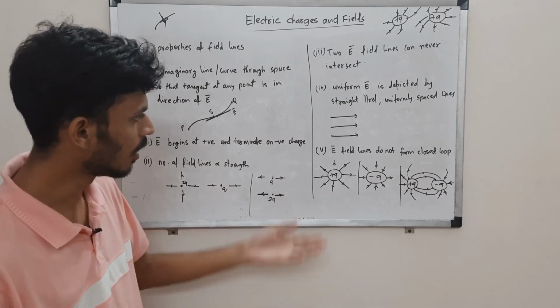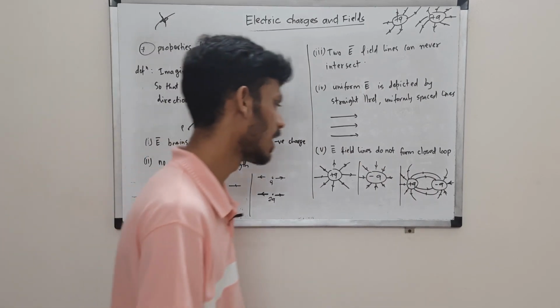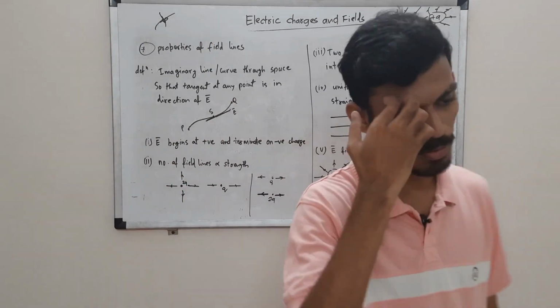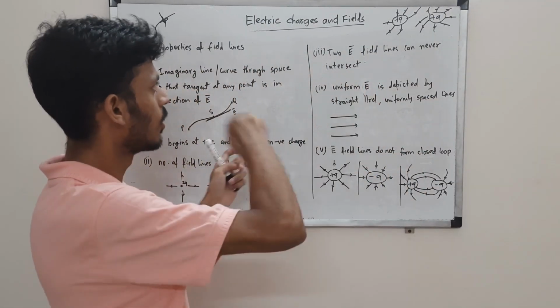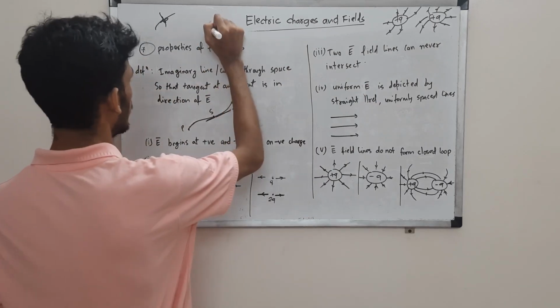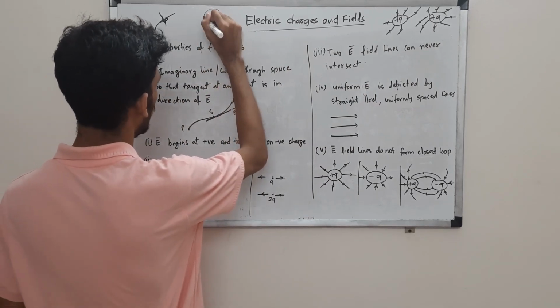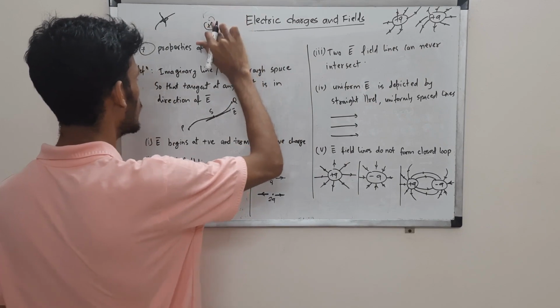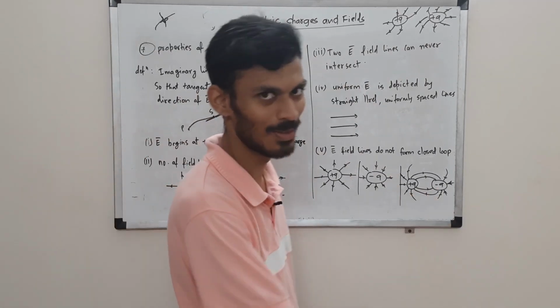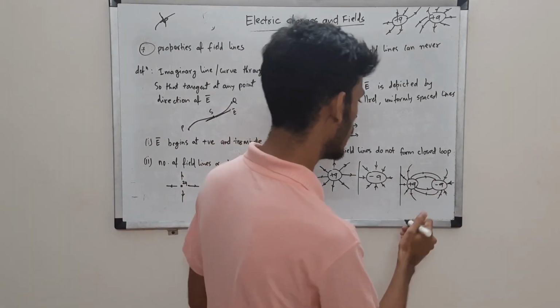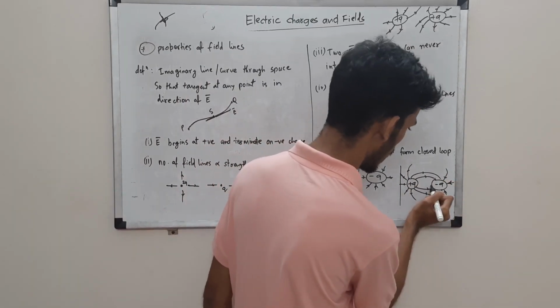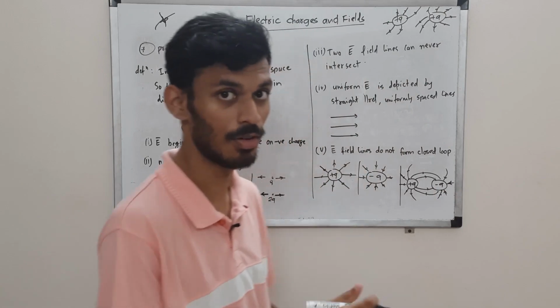Now finally coming to the fifth point, which says electric field lines do not form closed loops. Of course it will be radially outward, radially inward. They cannot form closed loops. No field line will be like, if you have a charge, it won't form this way. They don't form closed loops. And this is not a loop. This is starting at positive, terminating at negative. So it's not a loop. It is starting and terminating.